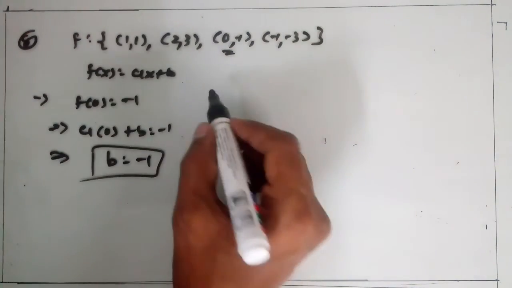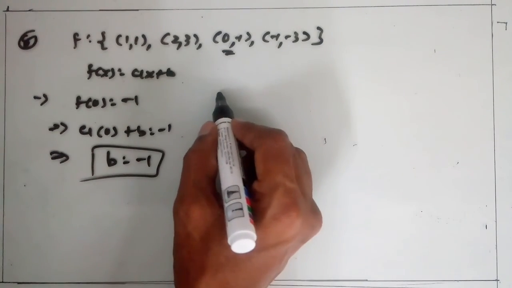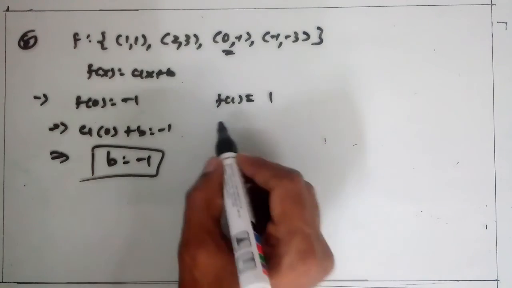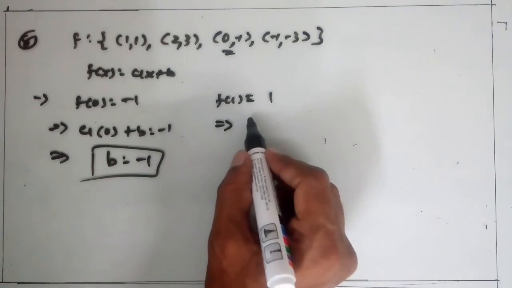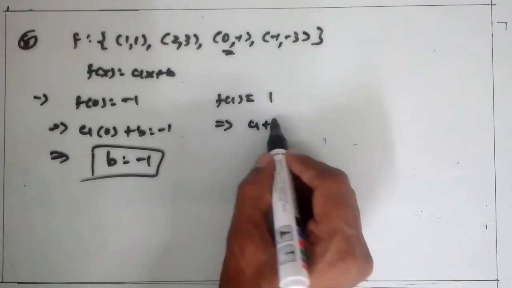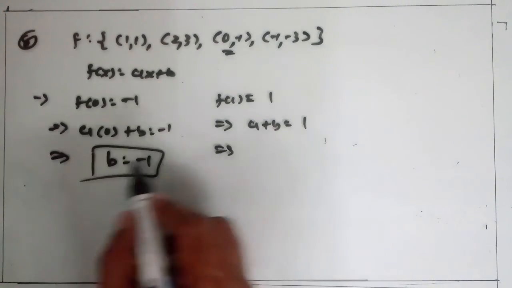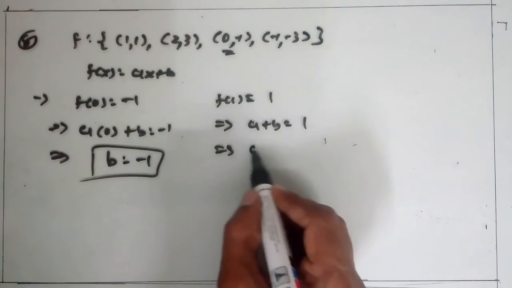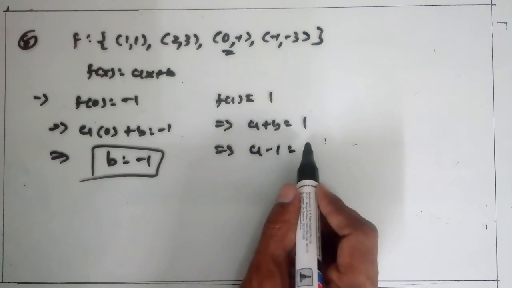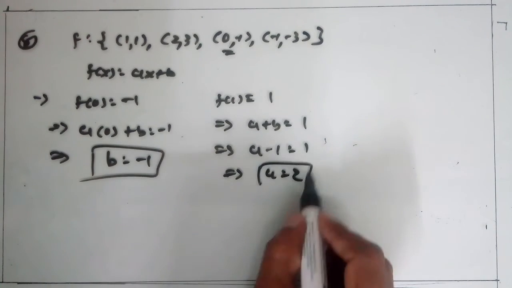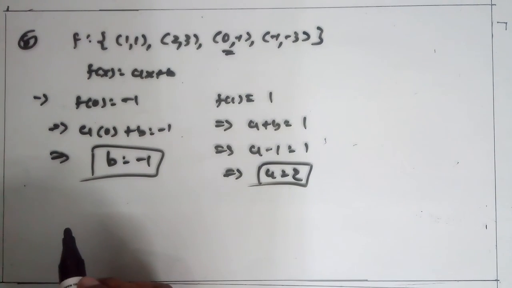Similarly, taking any ordered pair, f of 1 is equal to 1. Clear? So this implies f of 1 is equal to a plus b is equal to 1. Clear? Here b is equal to minus 1, replace here. So a minus 1 is equal to 1. This implies a is equal to 2. So this is the value of a. Clear?